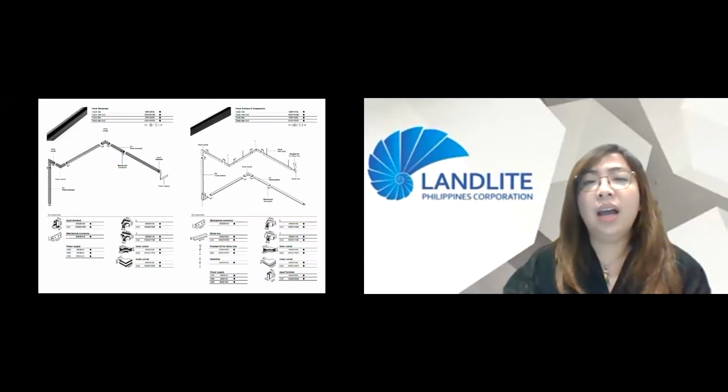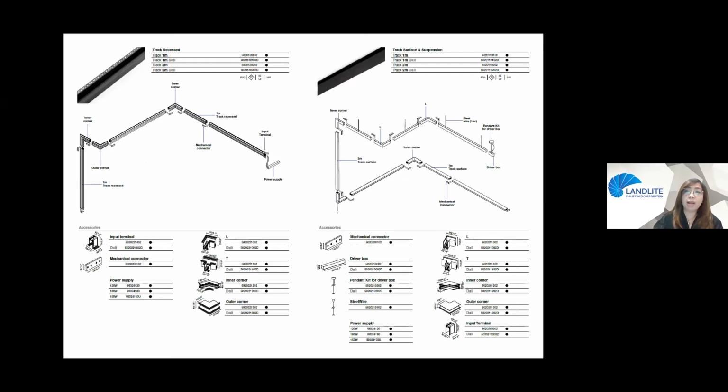So these are the diagram of the rails. If you look closely, you will see that there are accessories like the inner L shape or T shape. Don't worry, if you have projects or you want to understand how to assemble this, we will help you out on this.